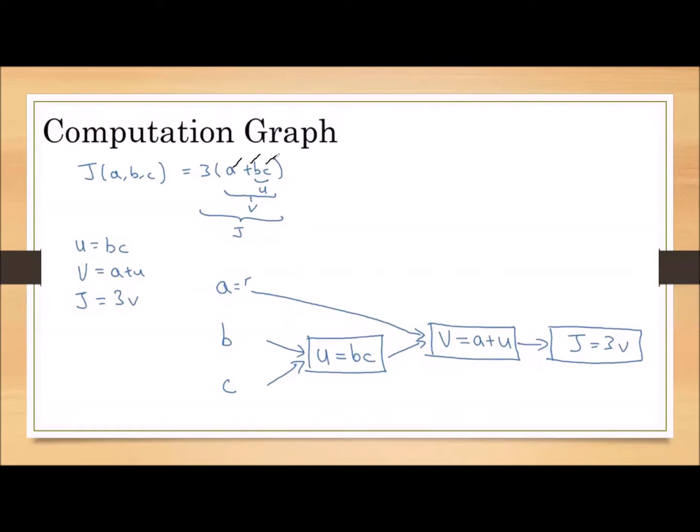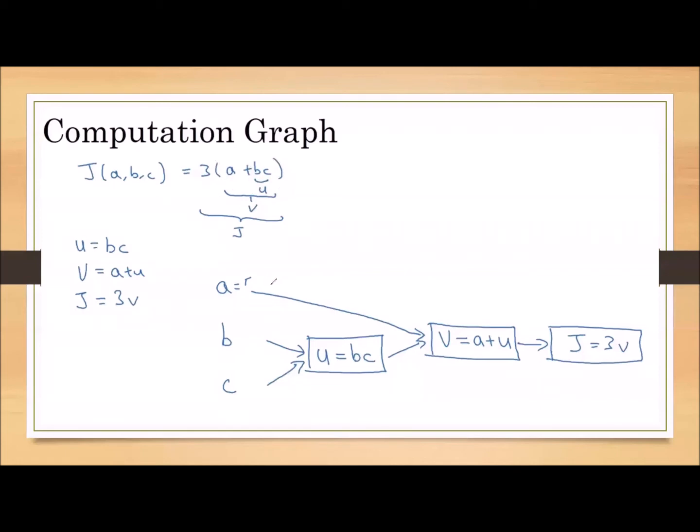In this expression, I have three variables: a, b, c. I am dividing this expression into three parts. First, I have taken u equal to bc, and v equal to u plus a, and j equal to 3v. So this is u, u plus a is v, and 3 into v is j. That's how I have taken.